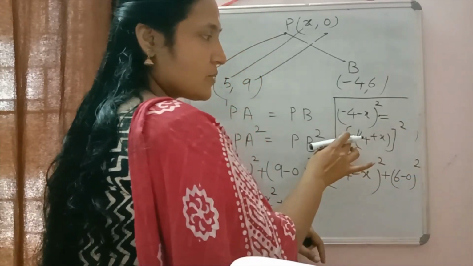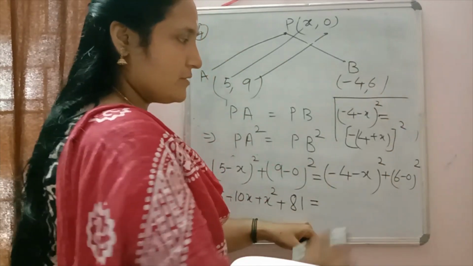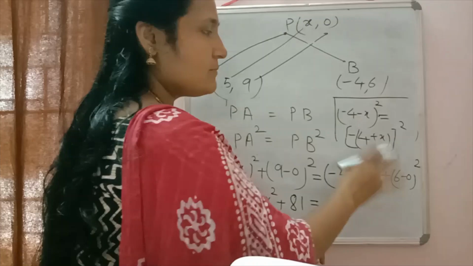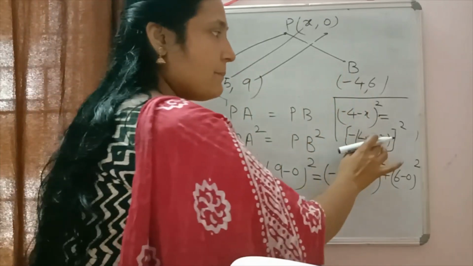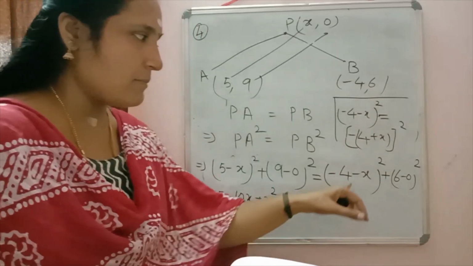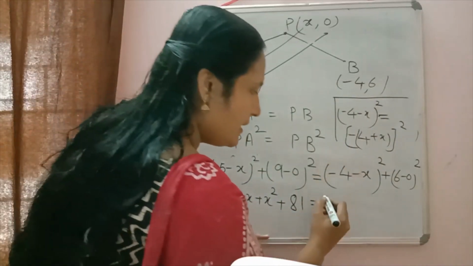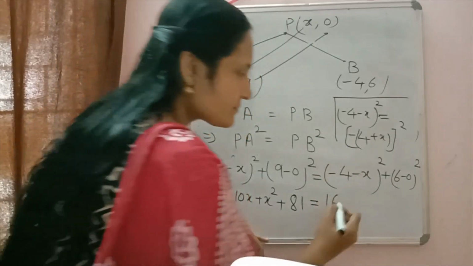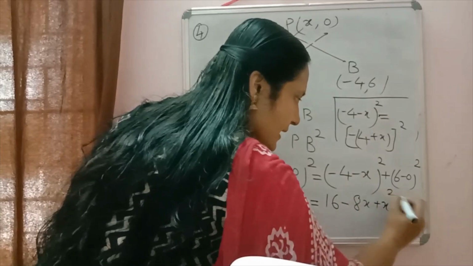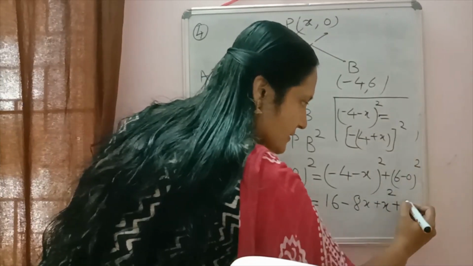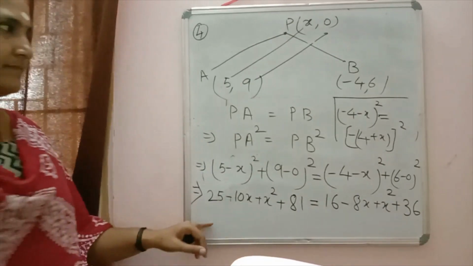And what is the square of a negative sign? Its square will be positive there. So if it is written as (-a - b)², you can use the same identity as (a + b)². So I am going to use the identity (a + b)². So it will be equal to 16 + 8x + x² + (6 - 0)², and 6 squared is equal to 36.